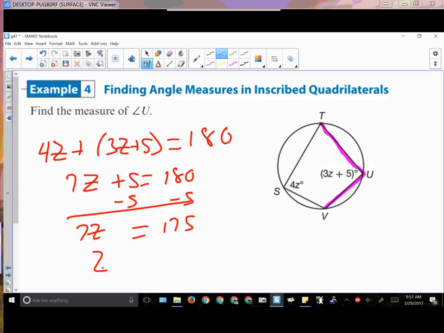And last I checked, there were 7 quarters in $1.75, right? See, whenever I see numbers like 75s and 25s and 50s, I always go back to money, especially if I got to divide it out into different things. So z is equal to 25. So that means that 3z plus 5, let's see, 3z would be 75 plus 5, so this is going to be 80 degrees. Well, what's 4 times 25? 100, right? 180 is 180.